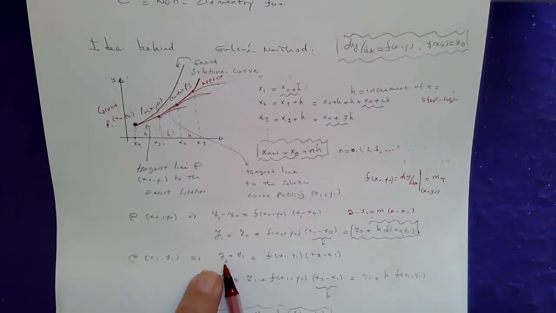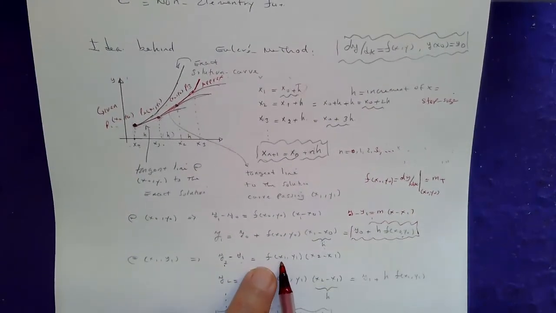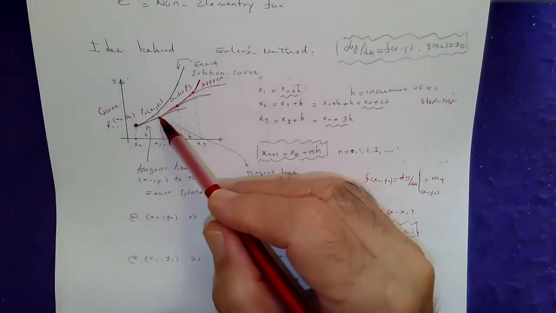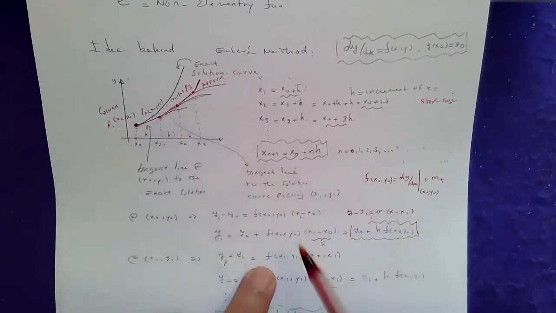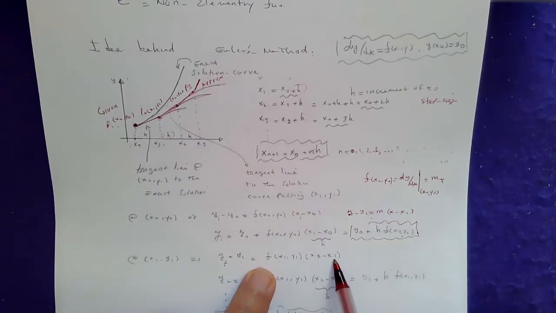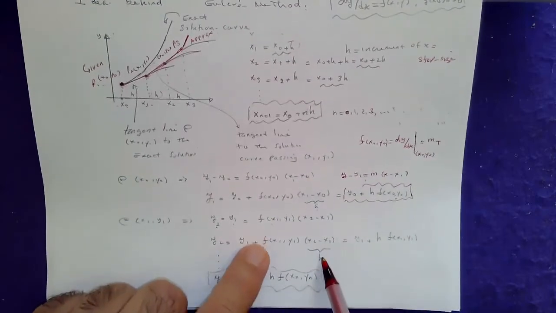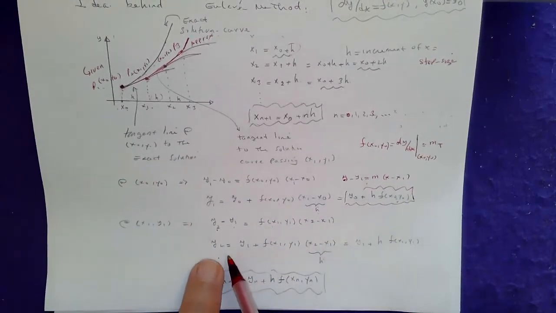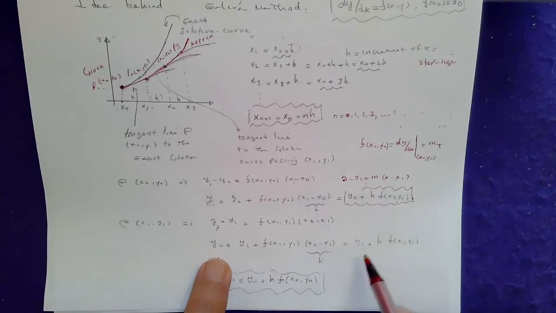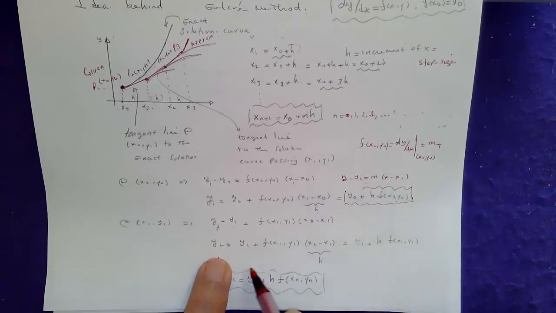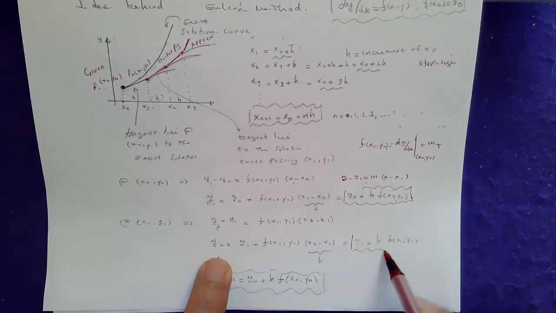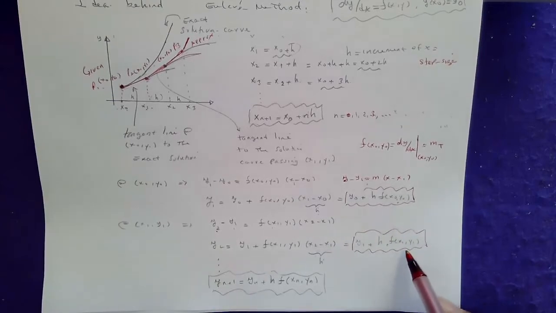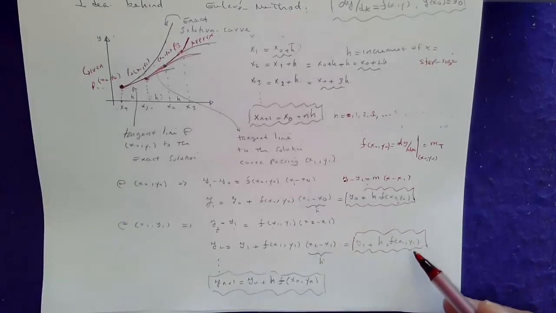algebra and write y2 minus y1 equals now f of what? x1, y1. Now I have to find the slope at this point, times x2 minus x1. But remember, x2 minus x1 is still h, because that's the amount of increment. Solving this equation for y2, I get what? y2 is equal to y1 plus h times f, the slope evaluated at what?